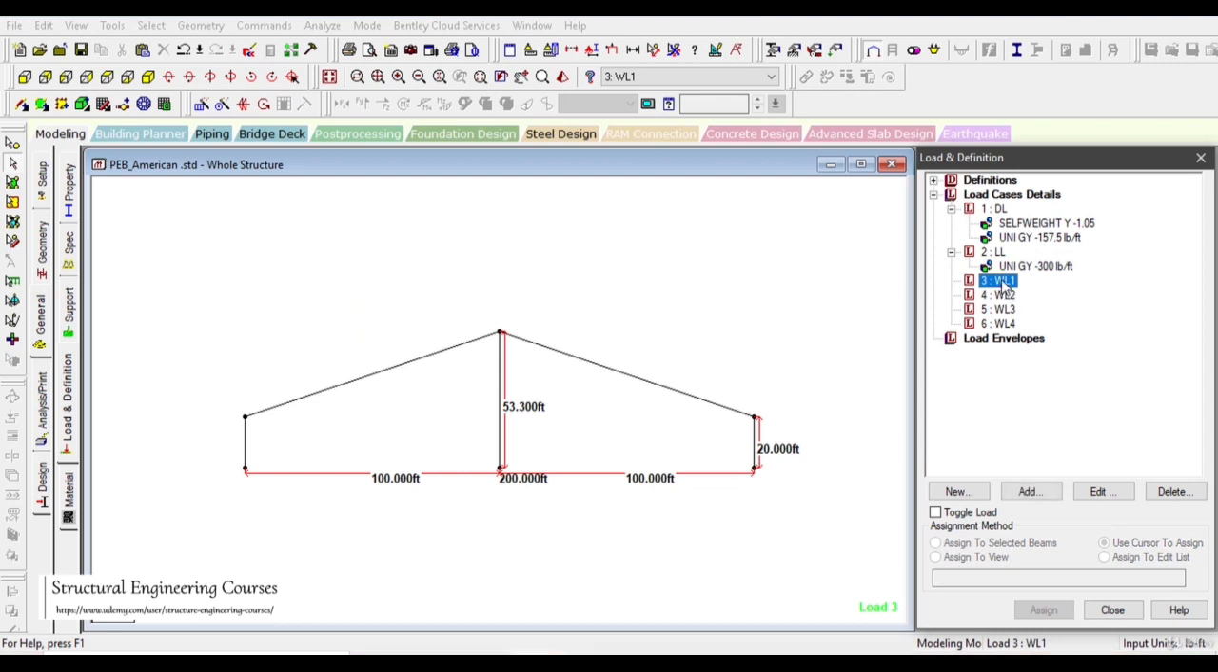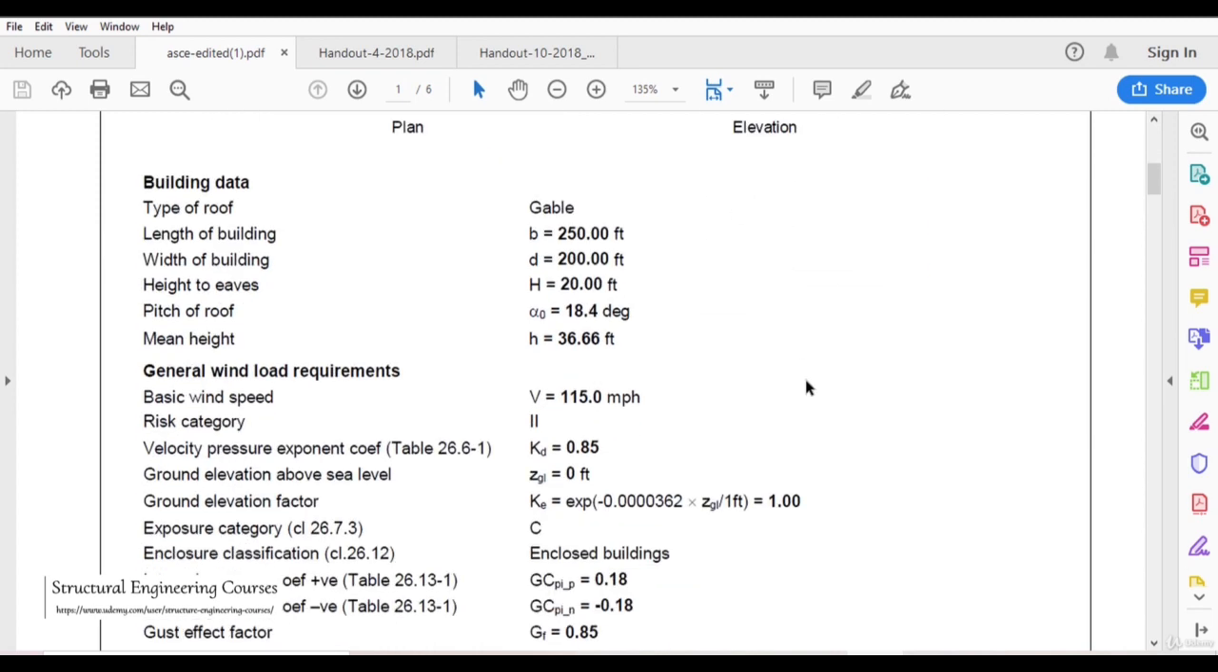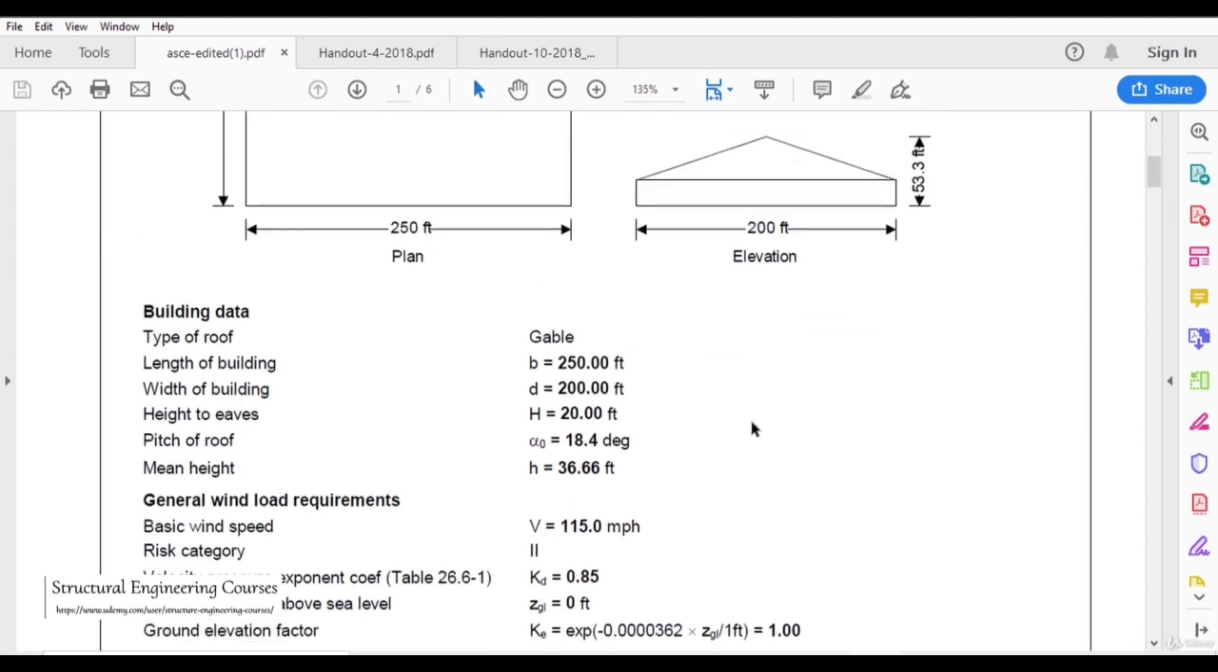After that, the main focus of this lecture is how you can calculate the wind load. To calculate the wind load, I have attached this PDF for your easy reference. Here we can see that the angle, that is this pitch, is approximately 18.4 degrees, and mean height is 36.6. Mean height is nothing but 53.3 plus 20 divided by 2. So it comes out to be 36.6 feet. So this mean height is also a parameter if we want to calculate the wind load as per the American standards.